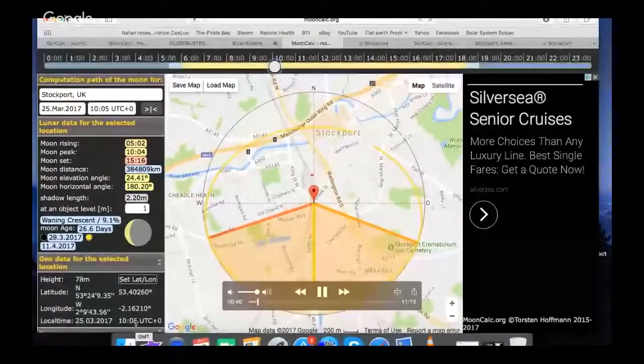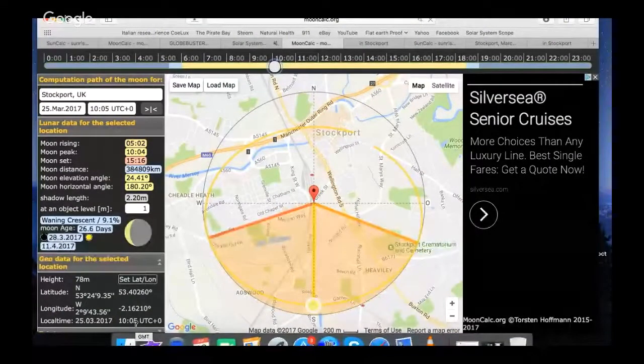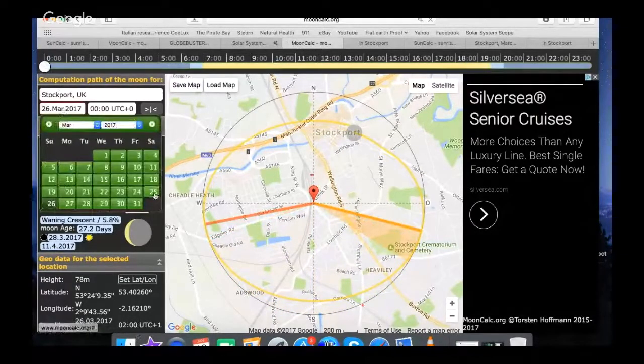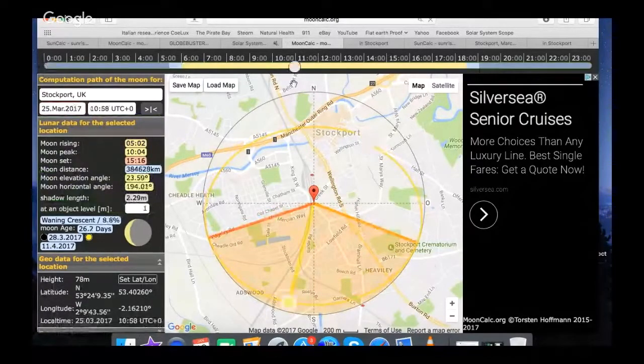And Moon Calc and Sun Calc, look, see. 25th of March. We want to see where the moon will be at its highest. 10:05 it says. I think the guys whose website is dedicated to tracking the sun and the guys whose website is dedicated to tracking the moon are more likely to know where the moon and the sun are at any time compared to people who are dedicated to tracking the time, which is Time and Date.